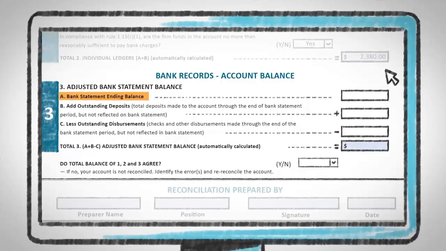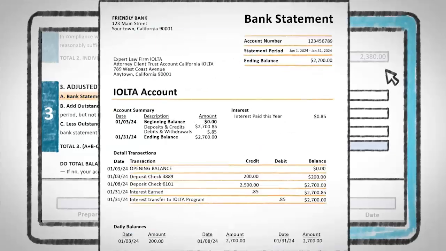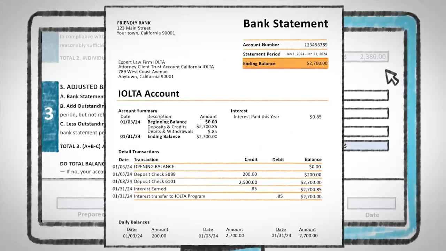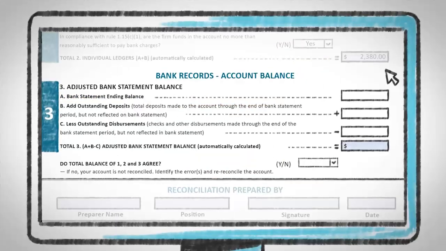Enter 3A, the bank statement ending balance, which you can find at the top of your bank statement. In our example, the amount is $2,700. 3B, total outstanding deposits. Since there were no outstanding deposits in our example, enter 0. And 3C, total outstanding disbursements, which we just calculated to be $320. The total adjusted bank balance is automatically calculated.